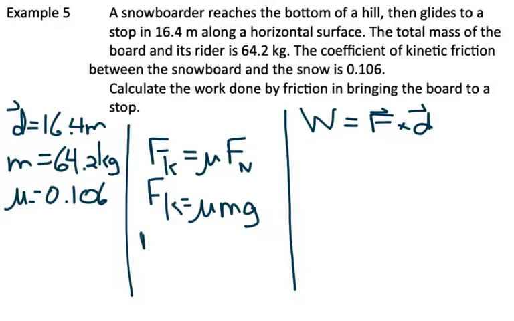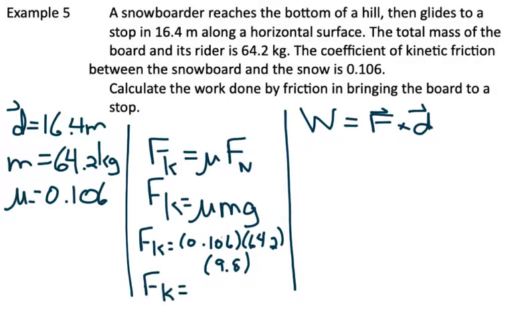So now we can go find the force of kinetic friction, 0.106. I am going to have to do this on two lines. There is no nice way for me to squish this. So 0.106 times the mass of 64.2 kgs times 9.8 meters per second squared. Gives us a 67 Newton frictional force.